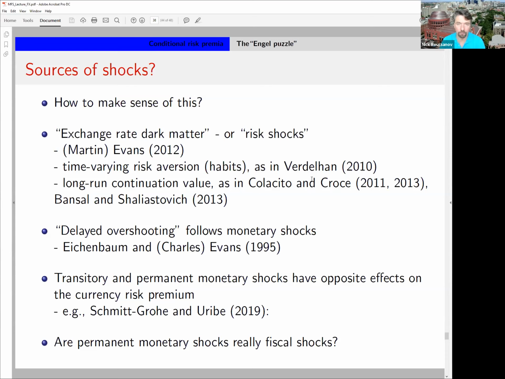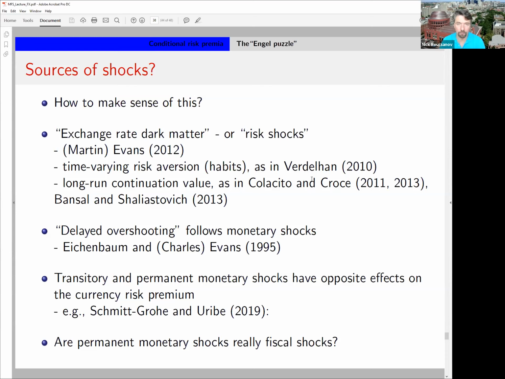So again, to summarize, the puzzles around the dollar are growing rather than resolving themselves, in my view. In addition to the zero unconditional risk premium and highly volatile conditional risk premium, we have this appreciation of the dollar in the direction that goes against the countercyclical risk premium explanation, and in fact is to some extent forecastable.